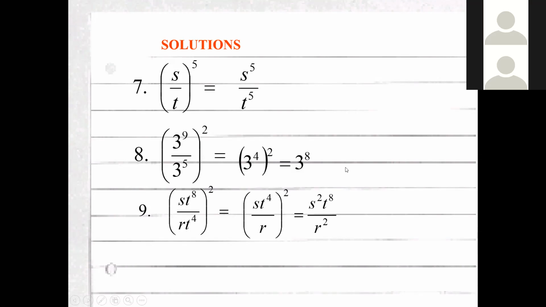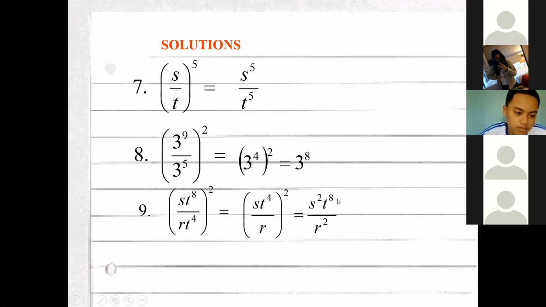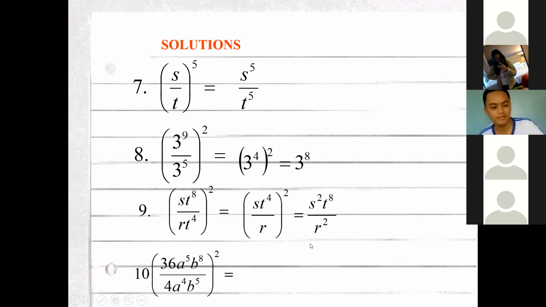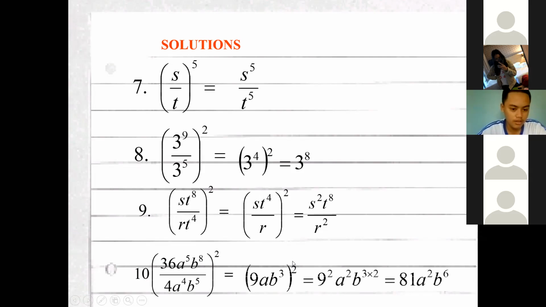Okay, number 10, the easiest of all. Let's go back to Kent. No bias for Kent, ha? This is really for you, Kent. The answer is 81a squared b to the 6th. Very good. That's how easy it is, class.